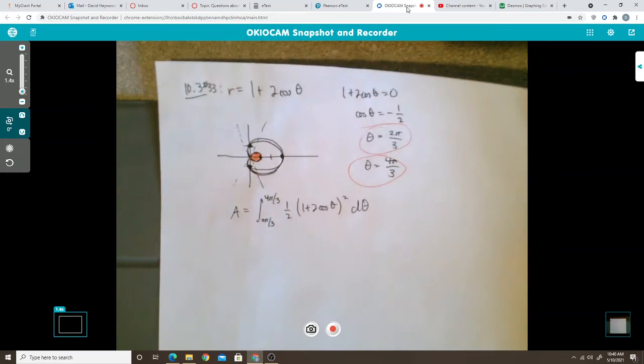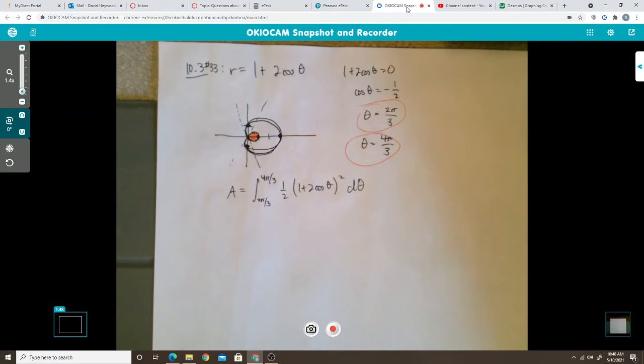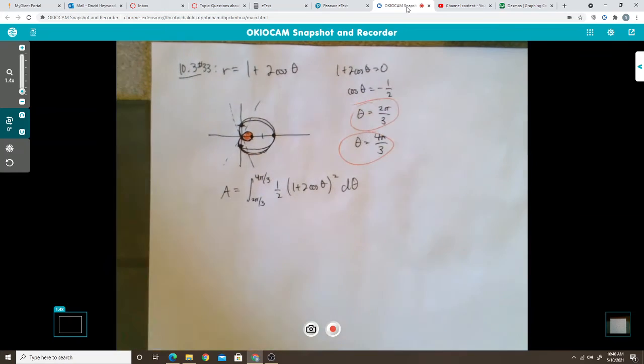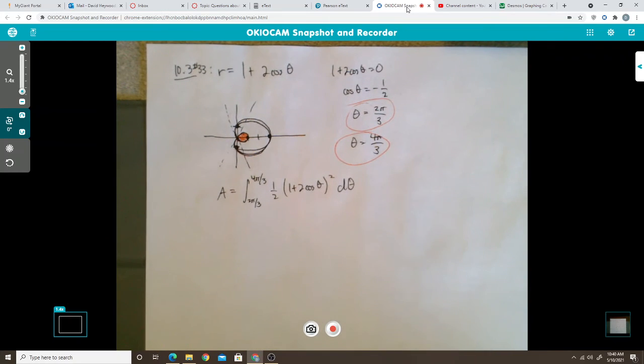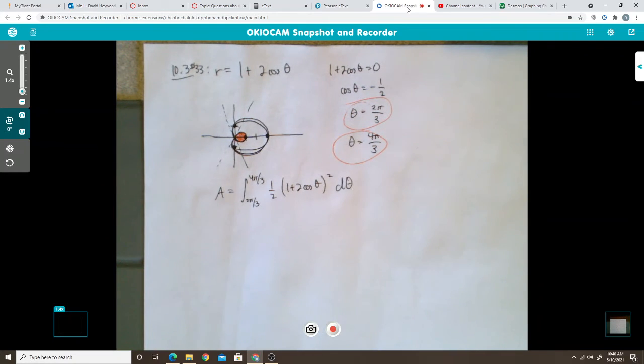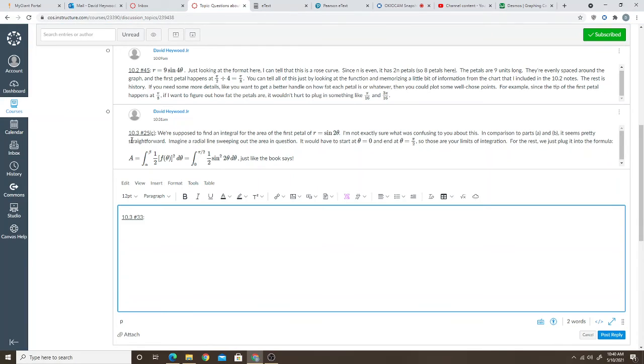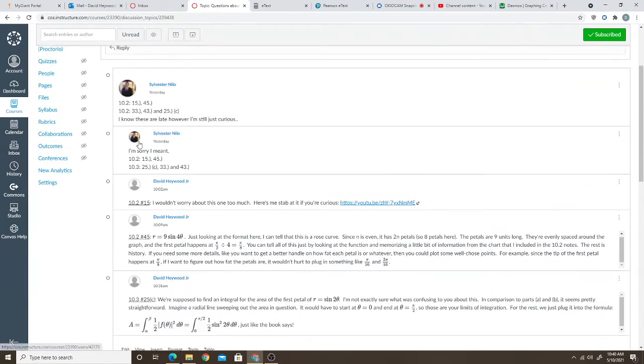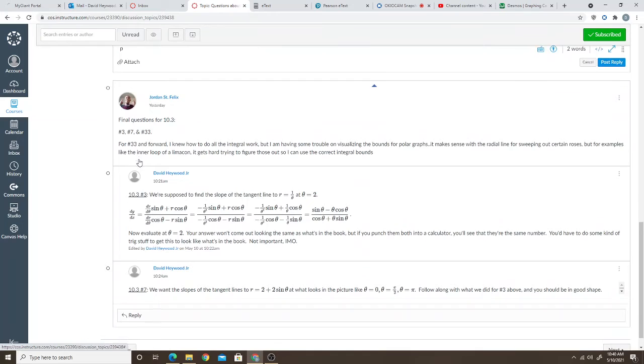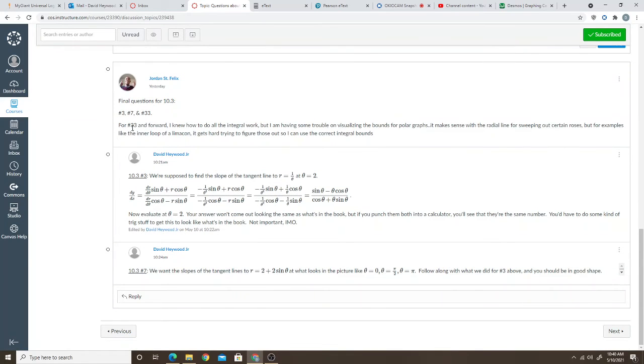I don't know how difficult this thing is to integrate, but I'm going to assume that probably the difficulty was setting it up. And in fact, I think 2 of you asked this question, if I'm not mistaken. I think Sylvester asked this question, and then I think Jordan also asked for number 33. And he says, for number 33, I knew how to do all the integral work. Okay, yeah, so you know how to do the integration. I'm just having trouble visualizing the bounds. Yeah, exactly. That is the hard part, right?